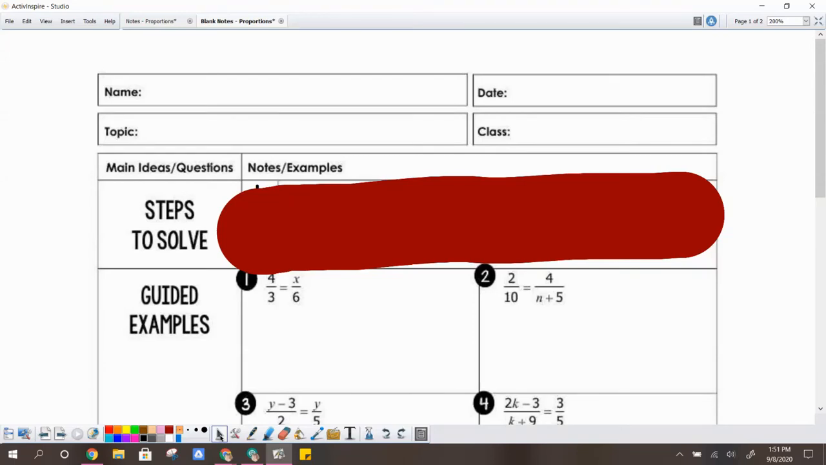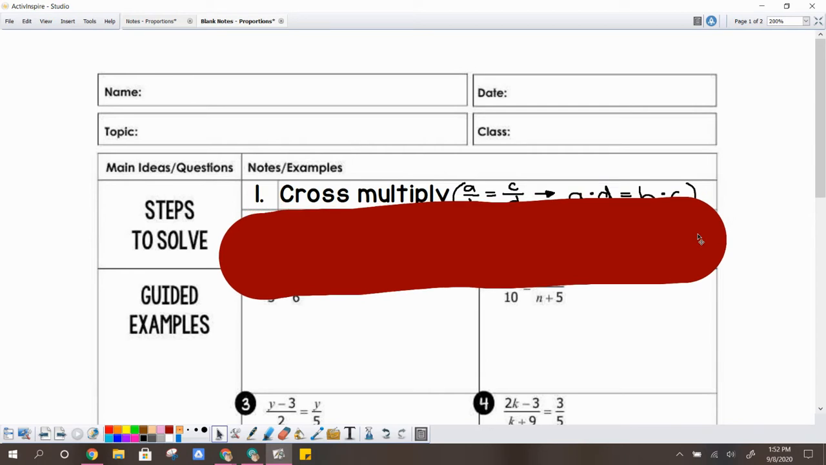Today we're going to talk about solving multi-step equations that involve proportions. There are three steps that you need to follow when you're solving proportions. And remember, proportions are two fractions that are set equal to each other. So step one is to cross multiply.